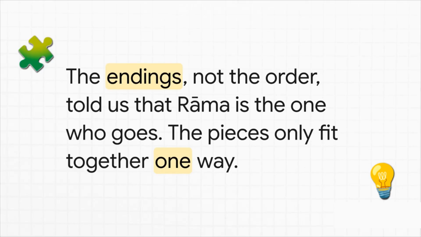And that is the big aha moment. We didn't need word order at all. The ending on Rama told us he was the subject, and the ending on gacchati confirmed that a single third person was doing the action of going. It's like a puzzle where the pieces can only fit together in one single way. The code is totally cracked.